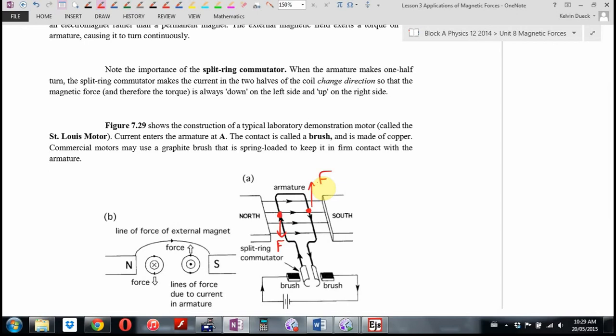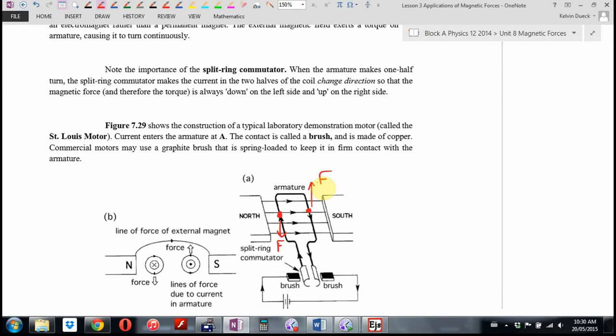Okay? So this is how we run an electric motor. We send a current up one side, and it comes down the other side, and because it's going up on the left, there's a force down. Because it's going down towards us on the right, there's a force up, and it'll spin. Now, the problem with this right now is as soon as it flips over, now I've got this guy traveling this way on this side, there's going to be a force up. It's going to come to a jerking stop.